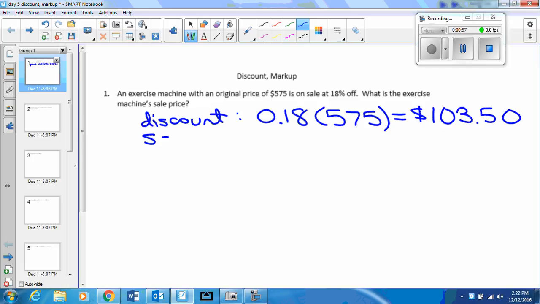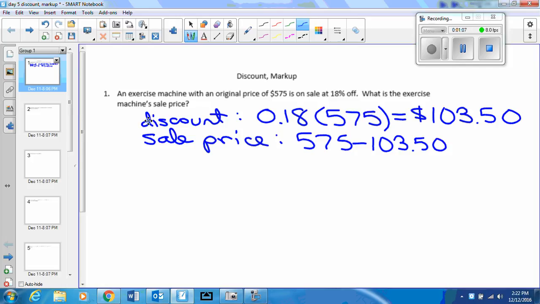Now to find the sale price, I'm going to take the original price, $575, and subtract the discount from it. I use my calculator to do that work for me, and I get the sale price is $471.50. So that's one way to do it.